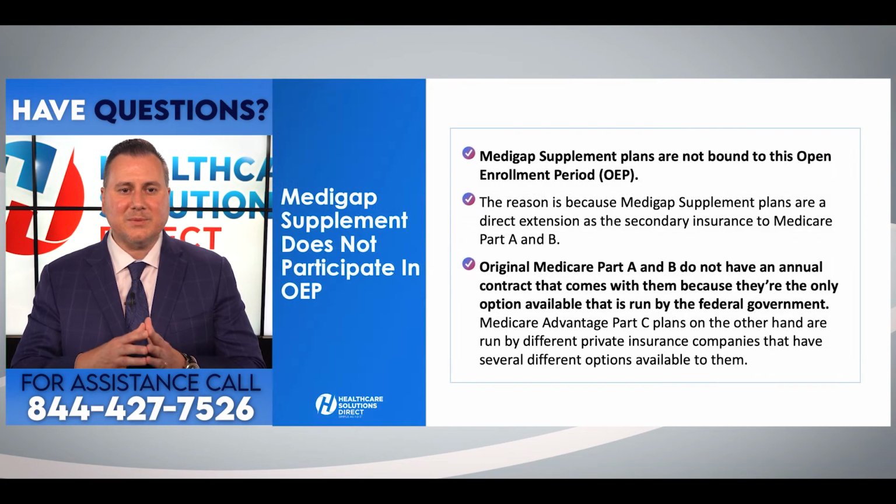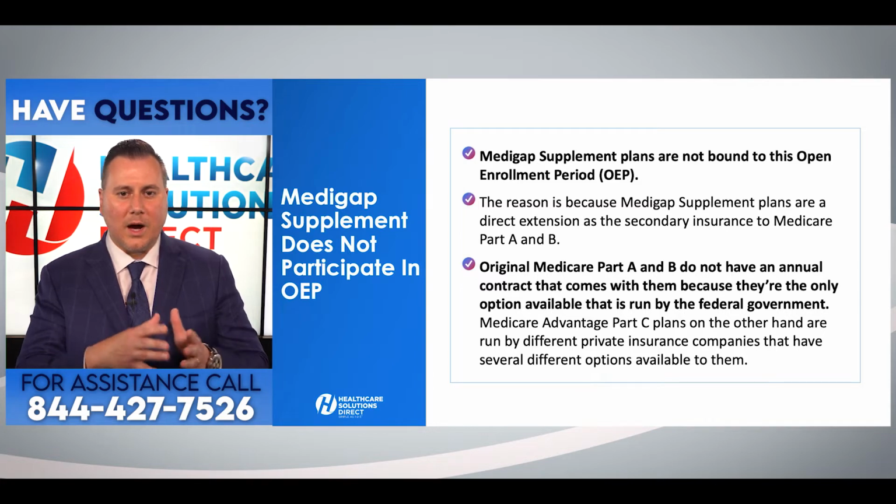But Medigap supplement plans do not participate during this open enrollment period. They're not bound to the open enrollment period. The reason is because Medigap supplement plans are a direct extension as a secondary insurance to Medicare Part A and Part B. Original Medicare Part A and Part B does not have an annual contract that comes with it, because this is the only option that's available that's run by the federal government.